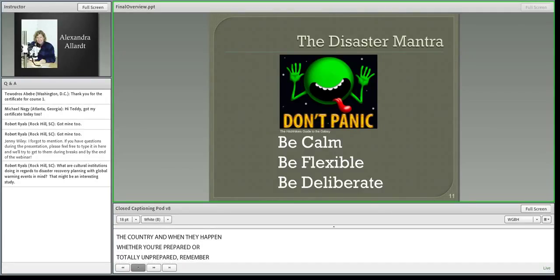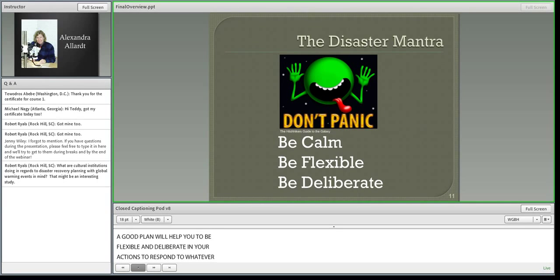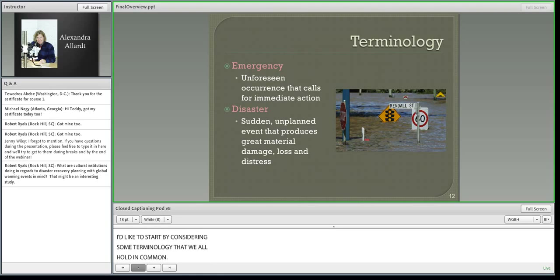We have so many diverse types of institutions and so many different materials and collections being represented. I'd like to start by considering some terminology that we all hold in common. So let's do that first. These two terms, emergency and disaster, provide you a starting point for shared understanding with site responders, that's you, and the emergency management first responders. These are terms that will be used frequently in this webinar.